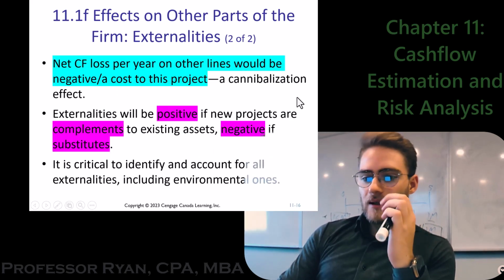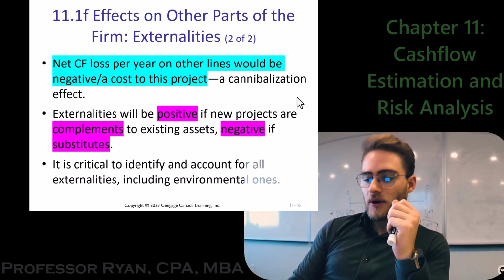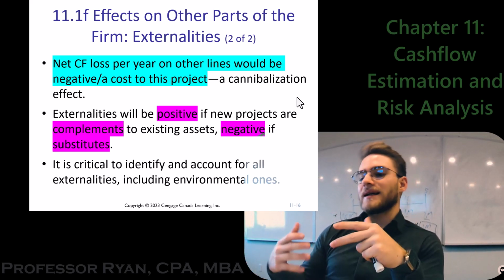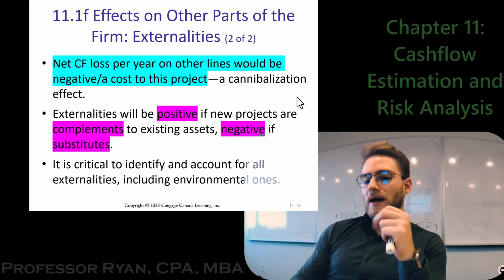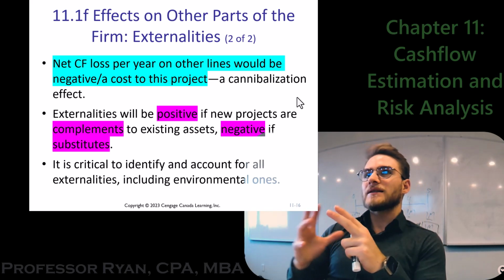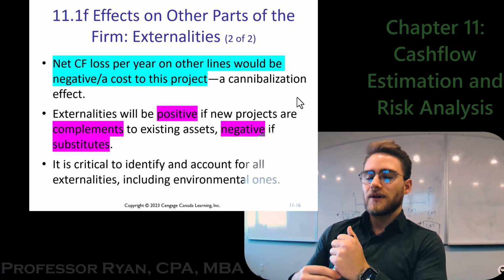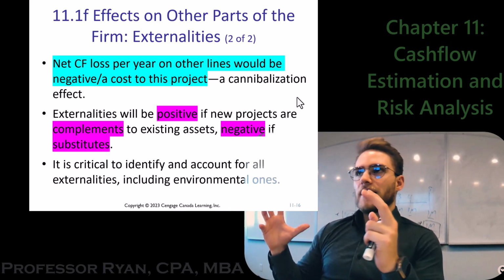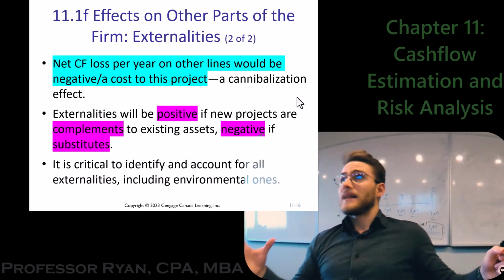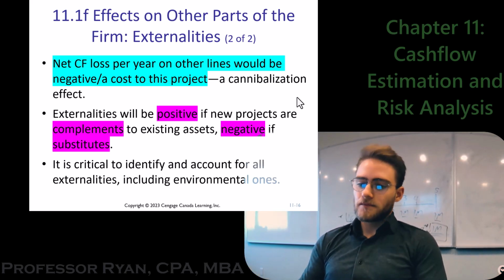Which we'll talk about in the next slide. So effects on other parts of the firm, say a net cash flow loss per year on other lines, would be negative, or say a cost to this project. It's called the cannibalization effect. Externalities that are positive arise if new projects are complements to existing assets. So if you're starting a project and it's going to boost sales at another location, that's a complement, and you'd factor that in because other areas of your business are going to do well.